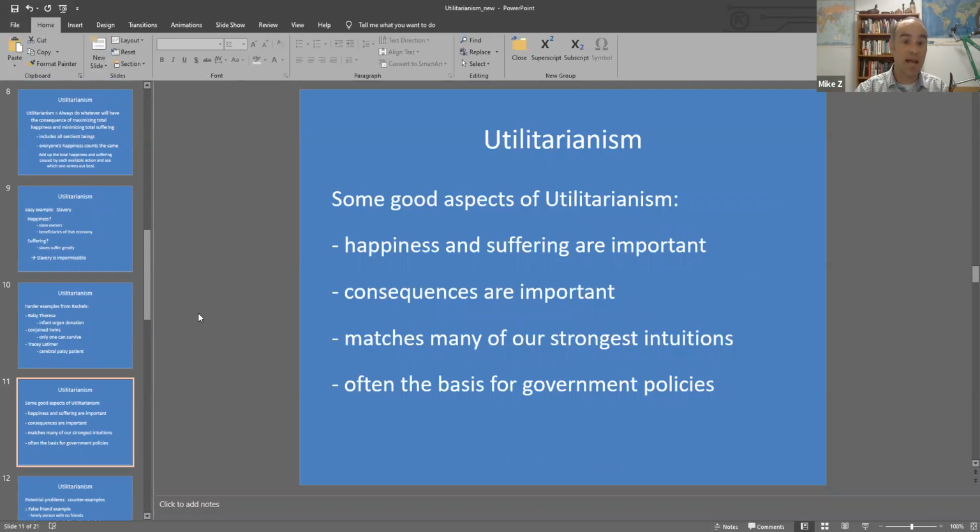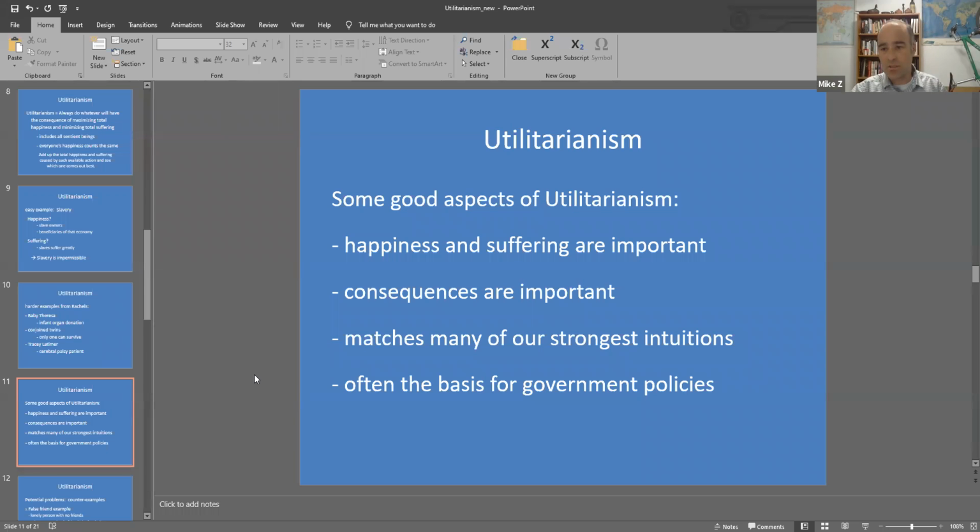Just the basic good aspects of utilitarianism. I'll present the problems in another presentation. But yeah, it's hard to deny that happiness and suffering are important. Suffering is bad, happiness is good. So it seems to get that right. We also intuitively think that the consequences of our actions are important when making moral decisions. You need to take responsibility for the consequences of your actions. And as I was just describing, it matches many of our very strongest intuitions. So the theory gets it right in that regard.